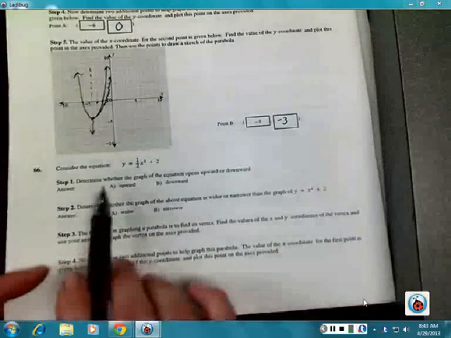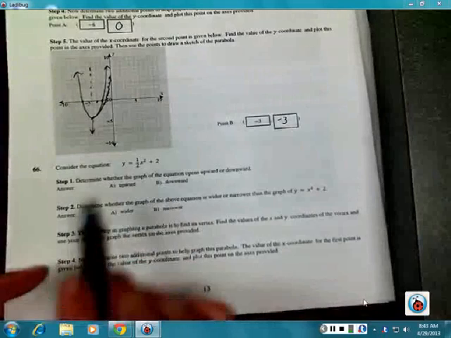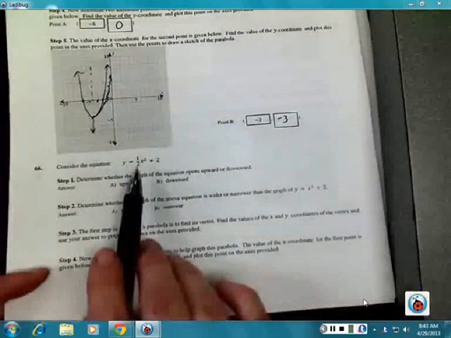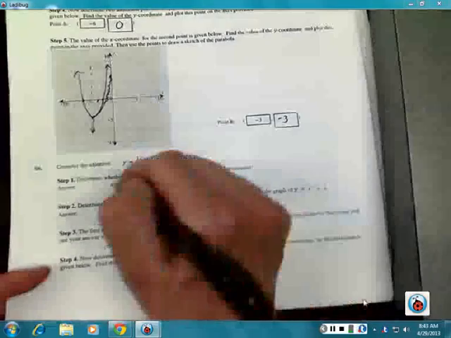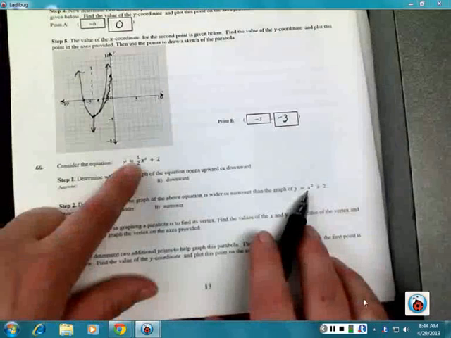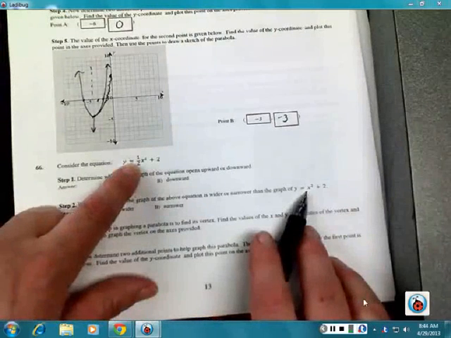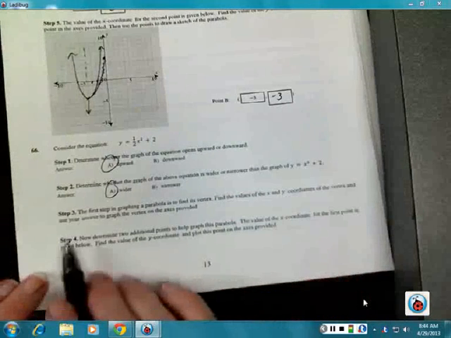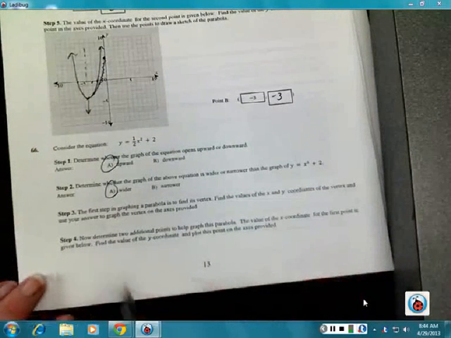And is this one narrow or wide? Or is it right side up or upside down? Upward or downward? Which is it? It's a half. It's going to be upward. Wider or narrower? What was it going to be? Wider. Yeah. And then it says the first step in graphing a parabola is to find the vertex.